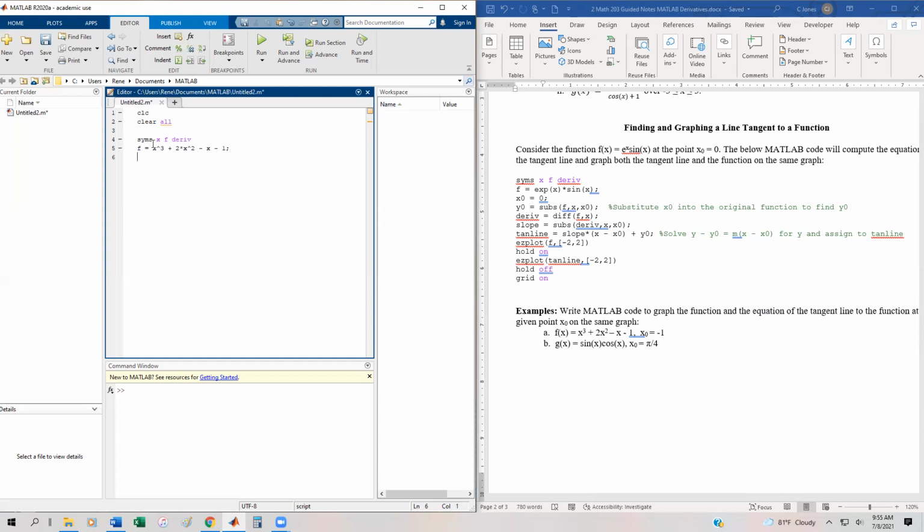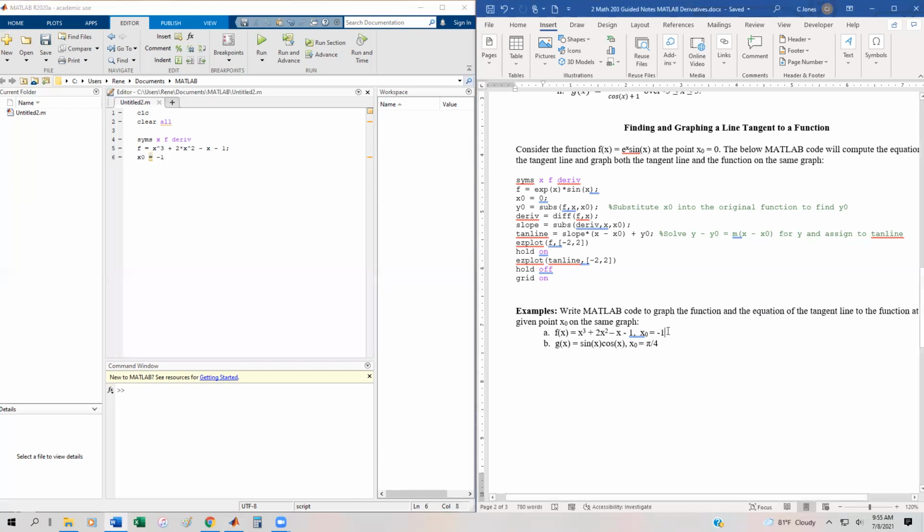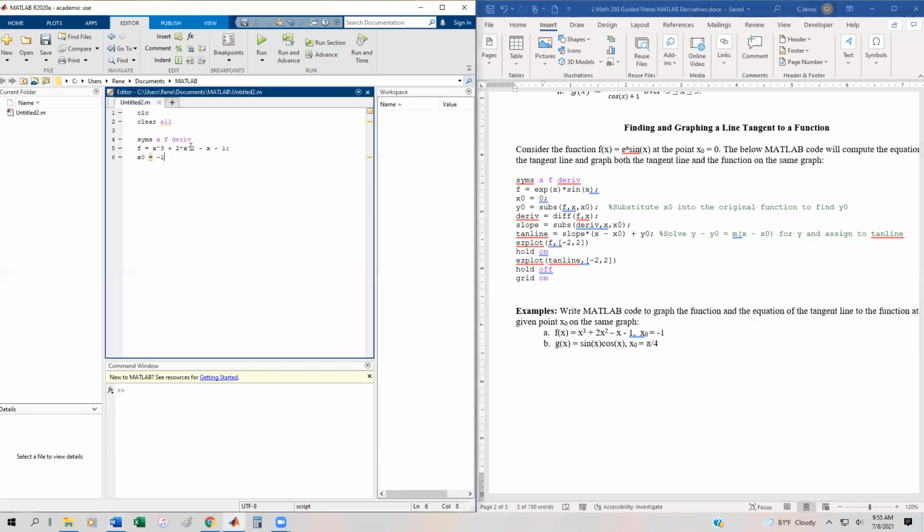Then we're going to go ahead and define x0, in this case, to be -1. I defined it to be -1 because, well, that's what it tells us to right here. And then I'm going to find y0 by substituting. Okay, so go back here. So y0 is going to be equal to subs. We're going to substitute back into f, the variable x, and we're going to substitute x naught back in there.